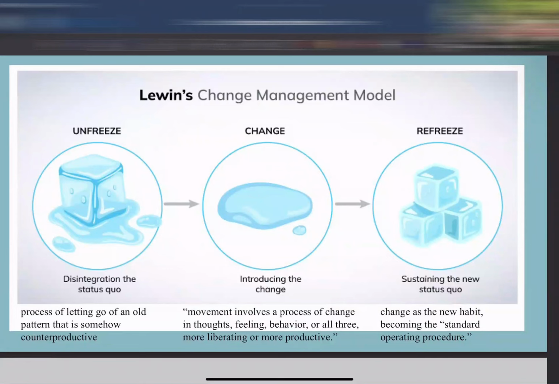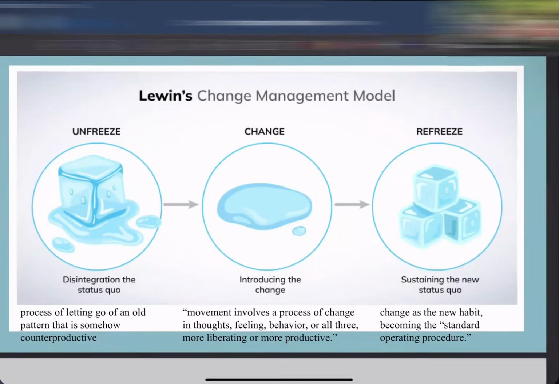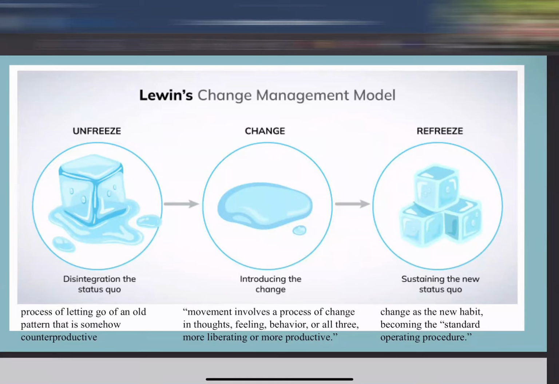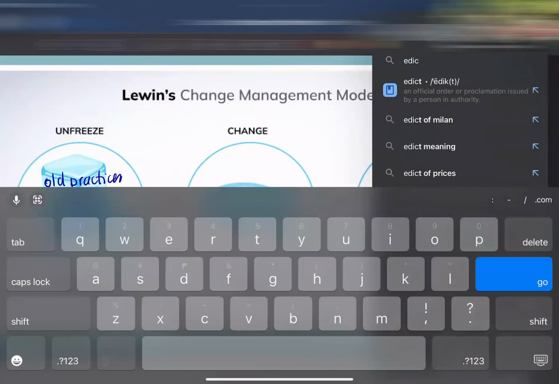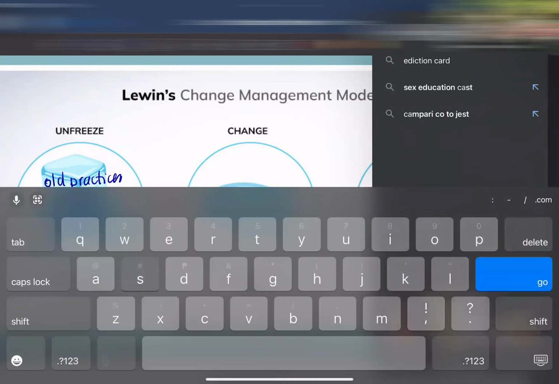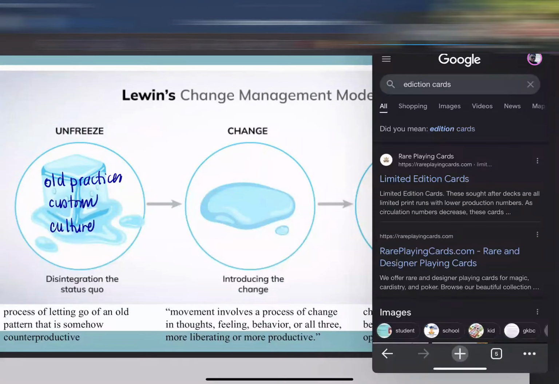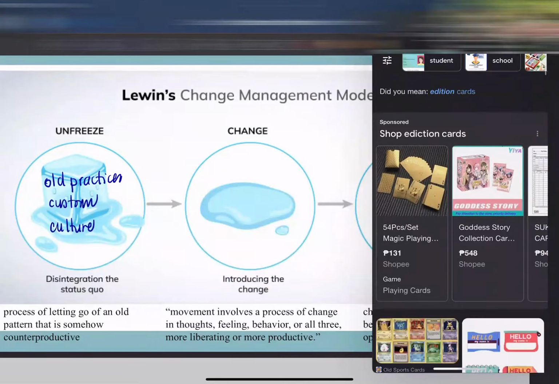Class, when I say unfreeze, what is being unfrozen? Ano nga ba yung unfrozen natin, class? Let's talk about old practices. What is being unfrozen is your old practices, your customs, and maybe your culture. Now, for example, in the hospital, have you heard of medication cards? Nakakita na ba kayo ng medication cards when it comes to the fundamentals of nursing? Class, medication cards have been there in our practice for long, no? And many hospitals are still using medication cards.